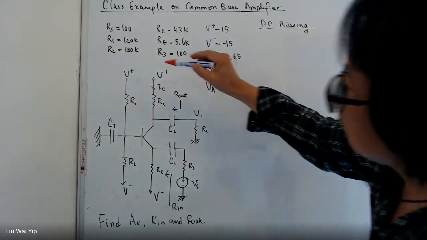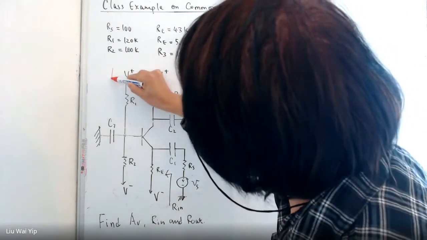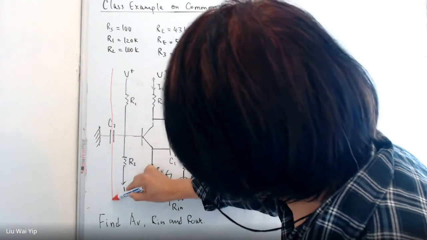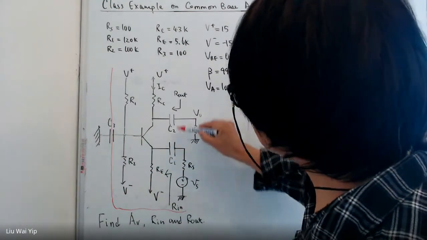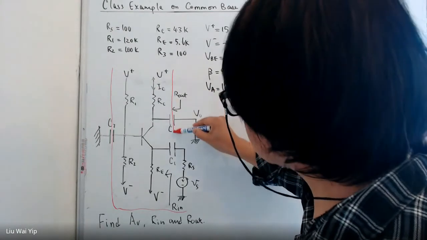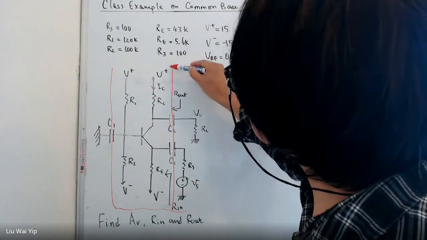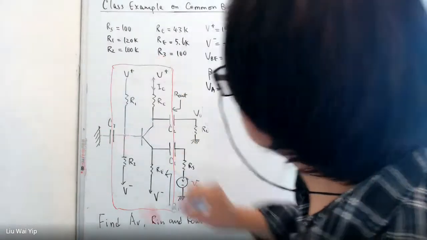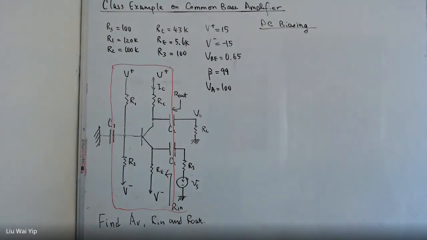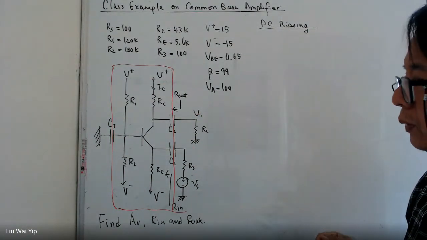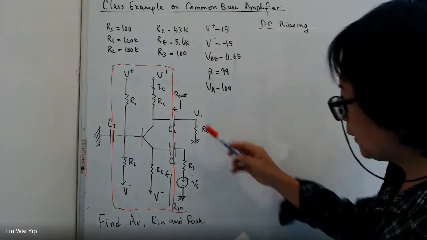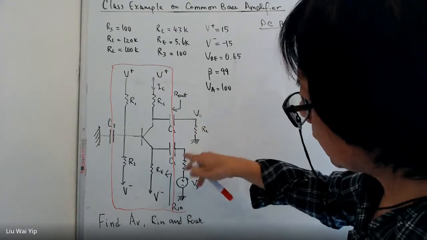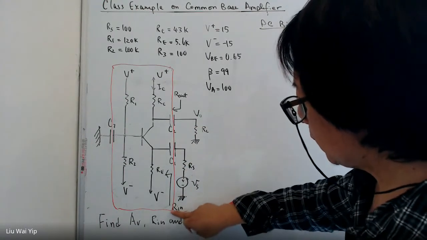So basically, we can treat this circuit. We just use this circuit for DC biasing. The rest are open circuit at DC voltage.